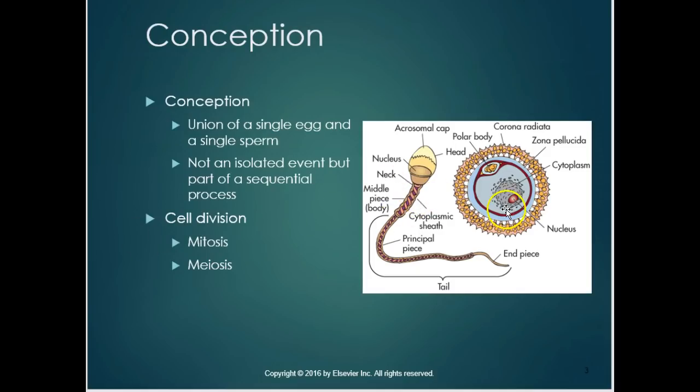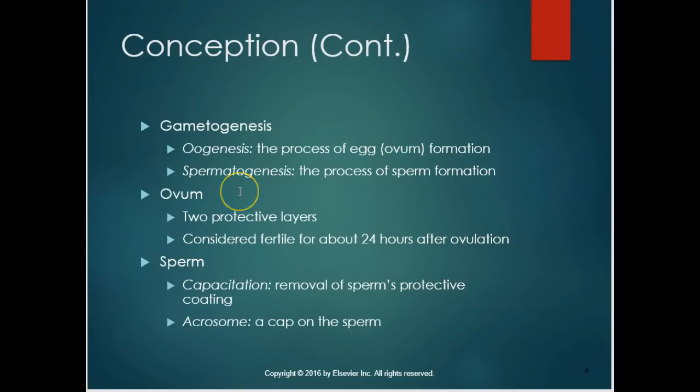So here's the sperm, here's an egg. You need a sperm and an egg for fertilization. Once there is fertilization, there becomes a reaction, and then the egg becomes sealed off so that more than one sperm should not be able to penetrate the egg. Gametogenesis: oogenesis is the process of the egg, the ovum formation, and spermatogenesis is the process of the sperm, obviously. The ovum, which is the egg, lasts for about 24 hours. You need sperm, that lasts for 72 hours.